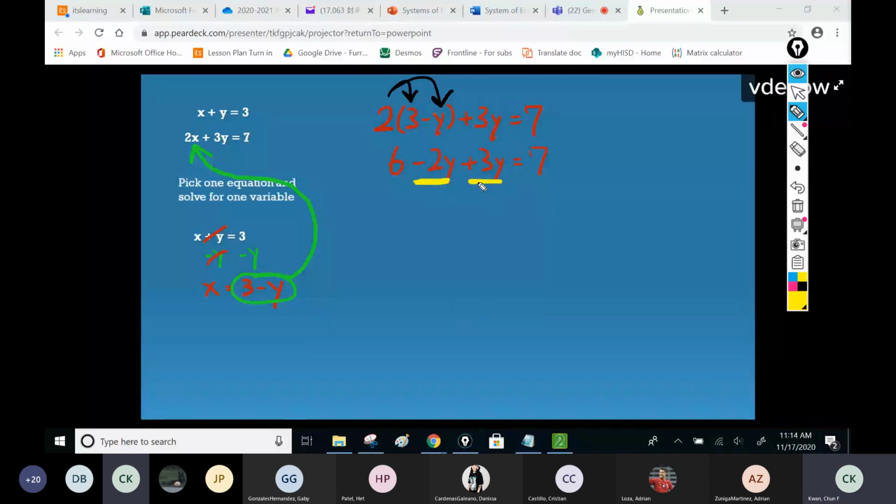Combine the like terms. So minus 2y plus 3y, I'm going to combine them into plus y. And then the last step is minus 6, minus 6. So y equals 1. So that means we know the cost of 1 glass of milk. So 1 glass of milk is $1.